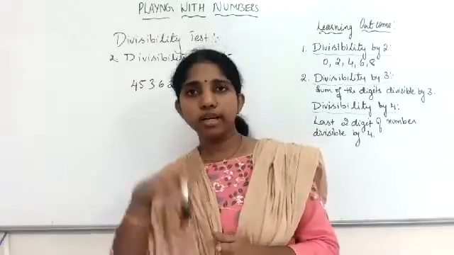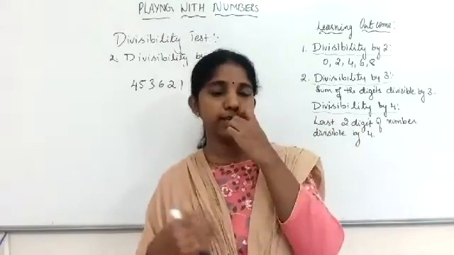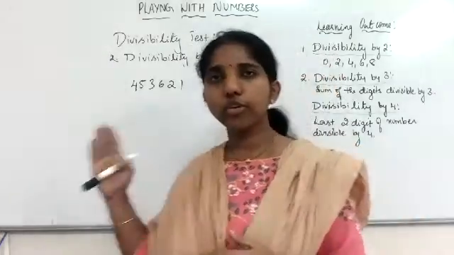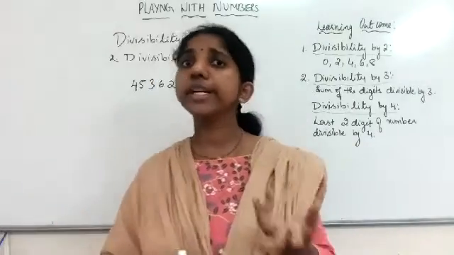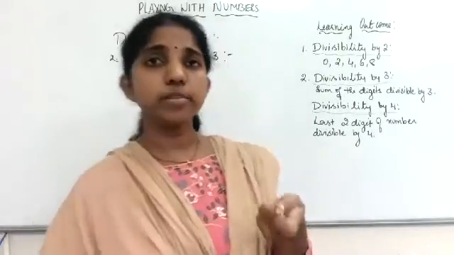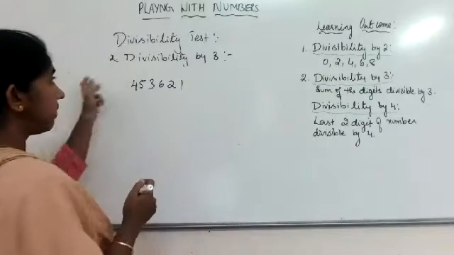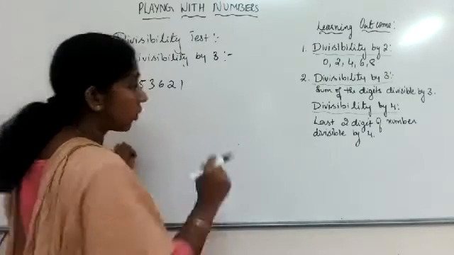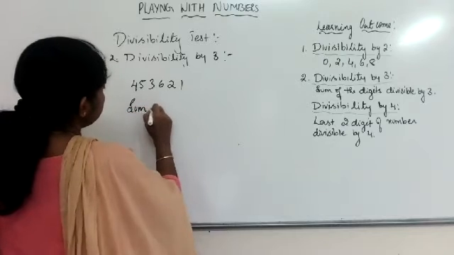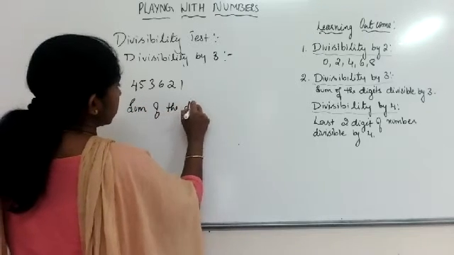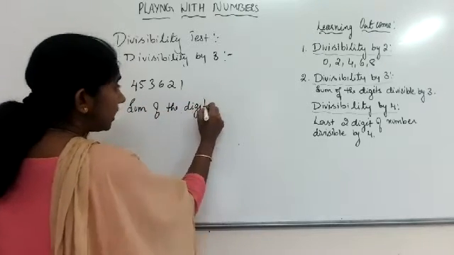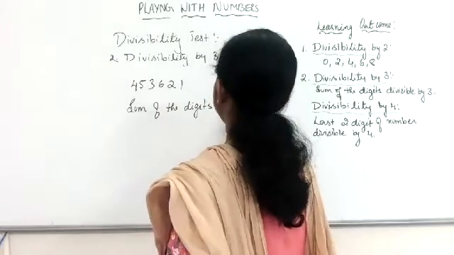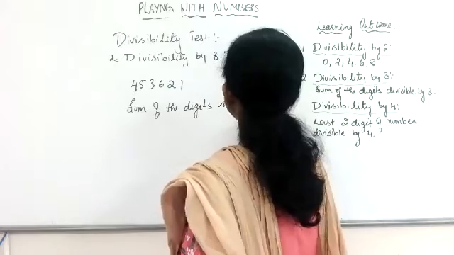Such a big number. Can I do direct long division? It takes a long time to check whether the number is divisible by 3. So we have to go for the divisibility test. What is the divisibility test for 3? It says that when a number is given to you, you add all the digits. You find the sum of the digits, and then the sum of the digits should be divisible by 3.